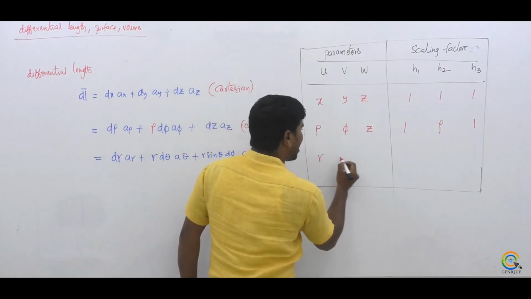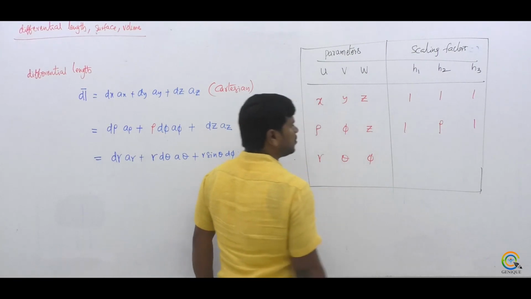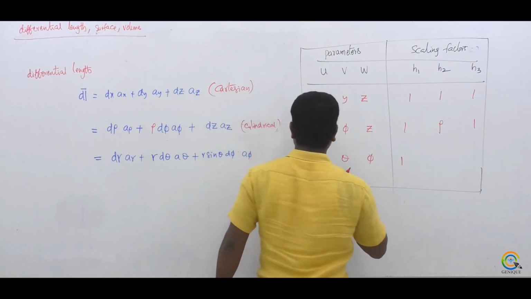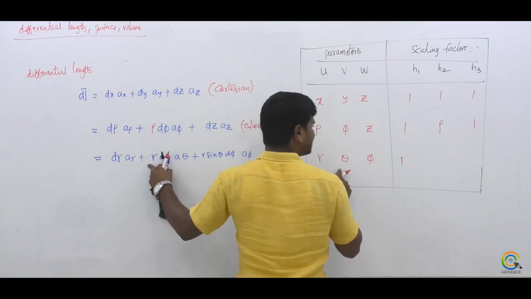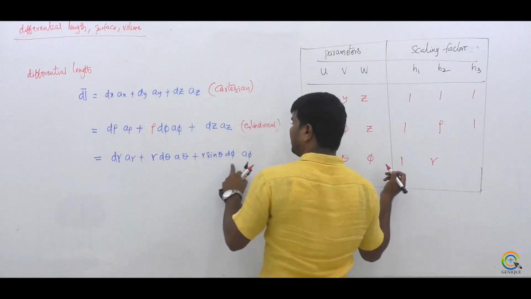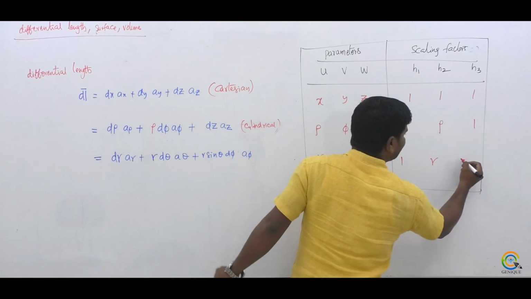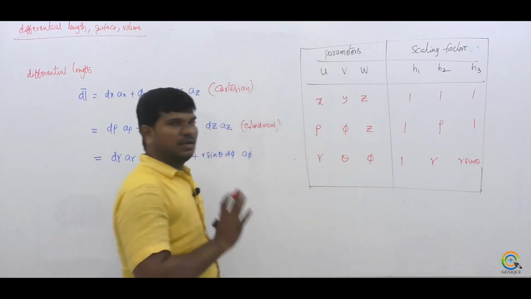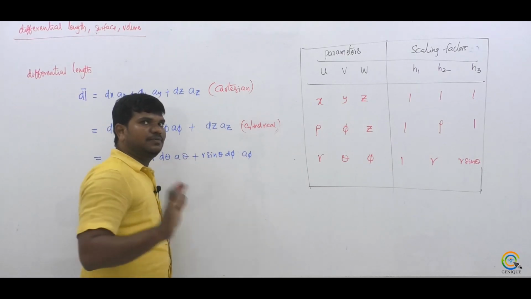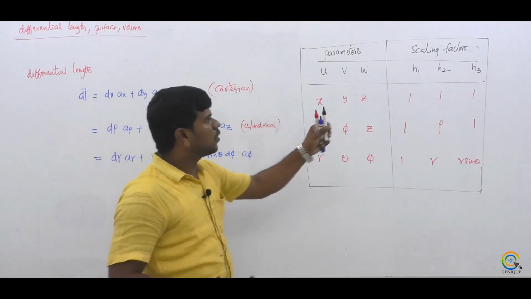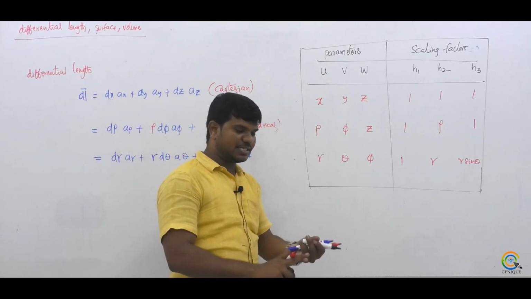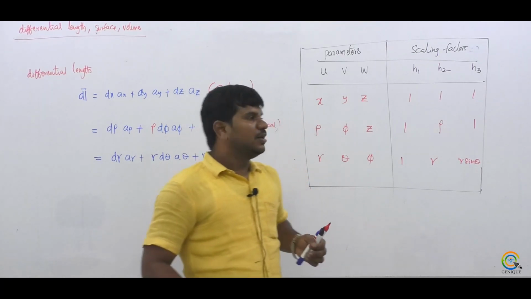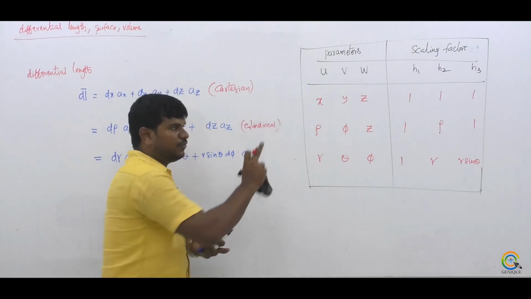Okay. If I take r, theta and phi, what do I have to do? I have to take this one as 1, and for the remaining two, what is the scaling factor in theta? It is r. In phi, what is the scaling factor? It is r sin theta. If you remember this, the coordinate system is over. The differential length, differential volume and differential surface are completed if you know this.